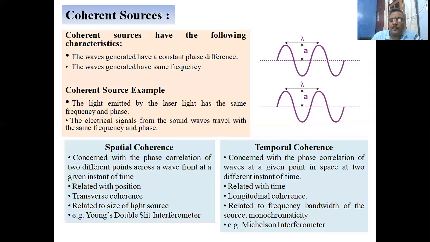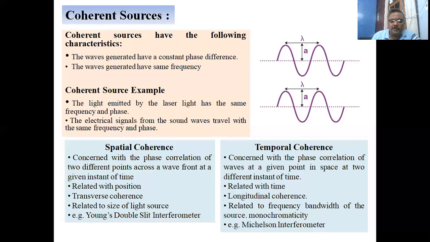The second is temporal coherence, which is concerned with the phase correlation of waves at a given point in space at two different instants of time. So here the space is constant. The space is not changing, the time is changing. So it is related to time. It is also called longitudinal coherence. It is related to the frequency bandwidth of the source, and this will be studied using the Michelson interferometer.